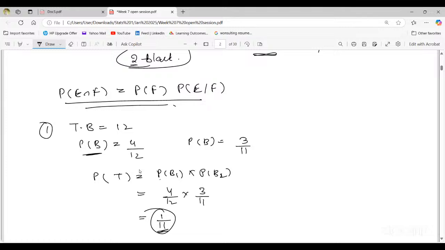So what does this equation state? This is the probability of getting a black ball in the first draw. Then in the second draw, the probability of getting a black ball, given that I have gotten a black ball in the first draw. So this is basically equal to this formula only. We are just finding the conditional probability.